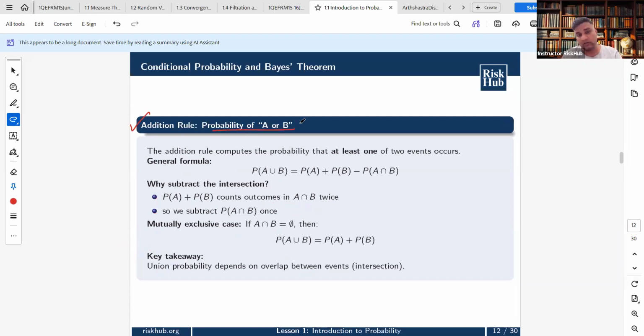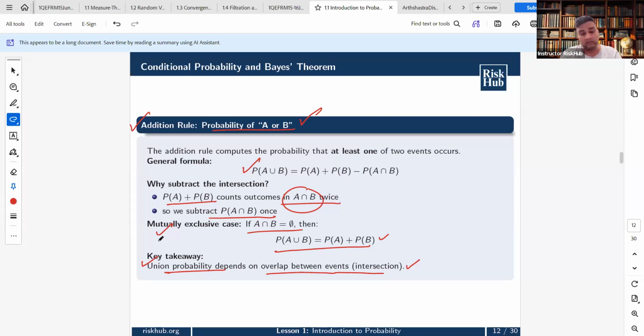Then we get into slide number 12, the addition rule: probability of A or B. Now we move to unions. The question is, what is the probability of A or B happening? The formula is given here. Why subtract the intersection? Because A plus B counts outcomes in both A and B twice, the A intersection B twice, so we subtract it once. If the events are mutually exclusive, A intersection B is null, and this is what we get. Key takeaway: union probability depends on the overlap between events, the intersection. Outcomes belonging to both A and B are counted twice, therefore subtract the overlap once. You need to keep that in mind.